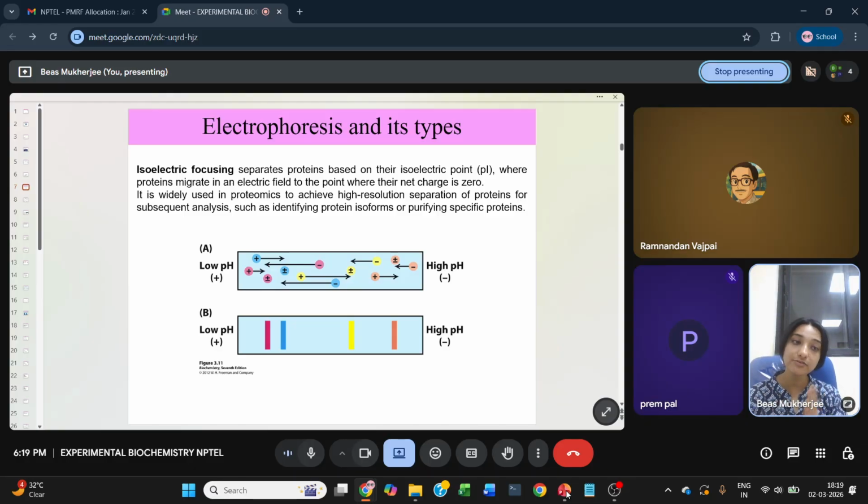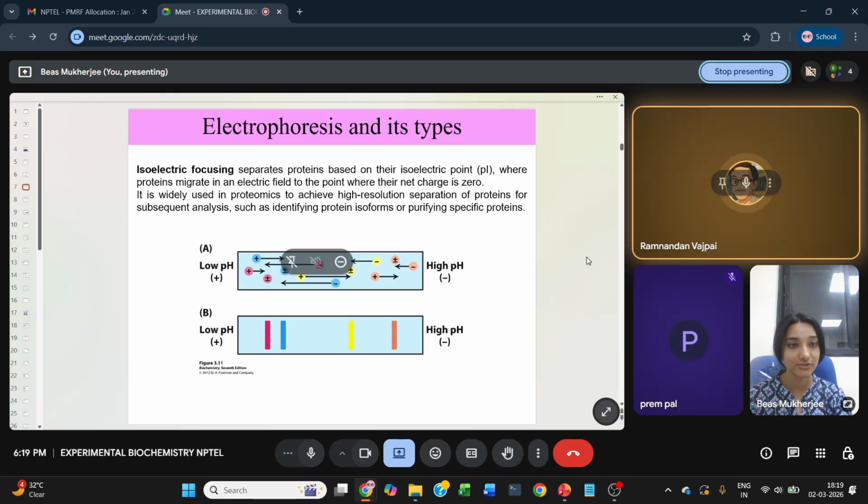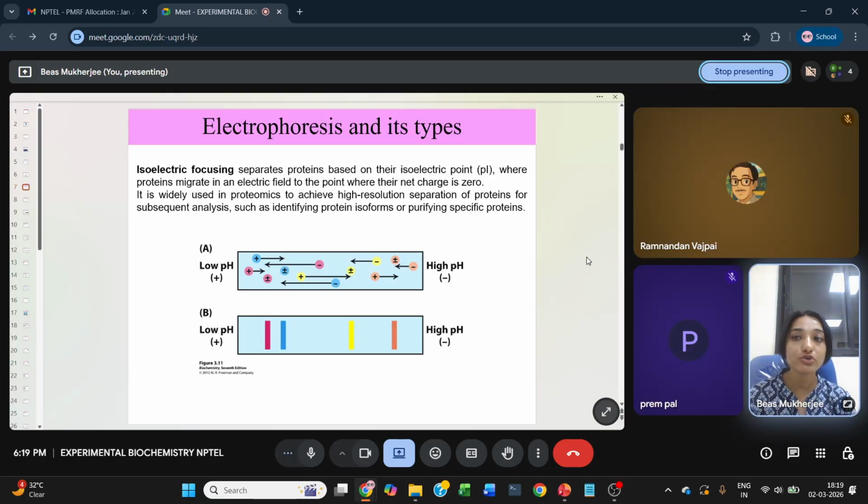For example, isoelectric focusing. Now this is a very important technique. We have a lot of MCQs on this in the upcoming slides. So what happens in isoelectric focusing? Isoelectric focusing separates proteins based on their isoelectric point. Now you remember isoelectric point, it is the pH at which the protein is having what? Completely neutral charge. Zero charge. Yes, right. Very good. So when they are having zero charge, that means they will neither migrate towards the cathode nor the anode. So the protein will stop there on that gel.